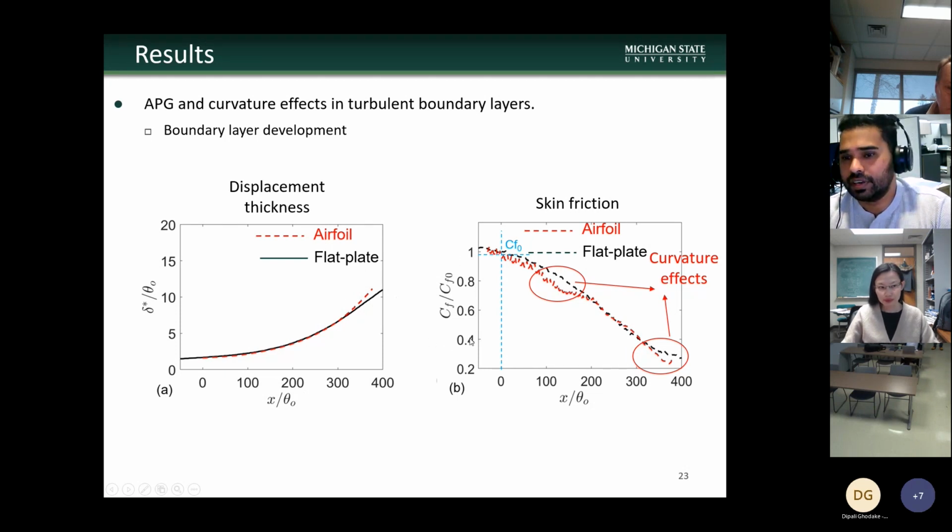Then we also compare the variation of skin friction between airfoil and flat plate. And you see that the overall variation is again comparing very nicely between the two cases, except there are some differences near the midchord and towards the trailing edge, which is due to the curvature effects which are present in airfoil, because both curvature effects and APG lead to decrease in skin friction, and for that reason, these curvature effects lead to faster reduction in skin friction, especially for the airfoil case.